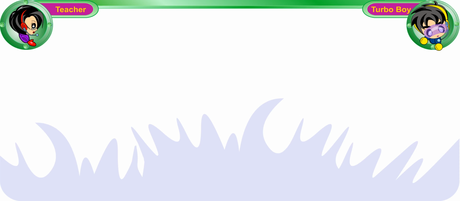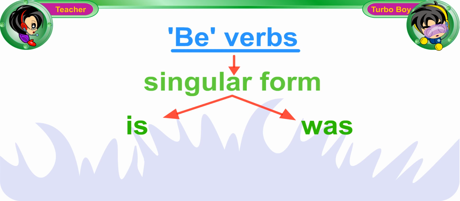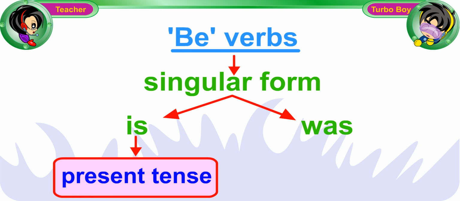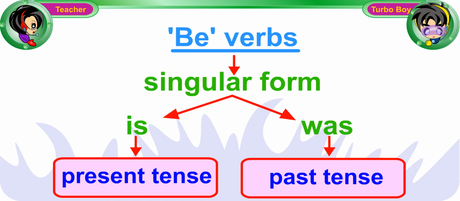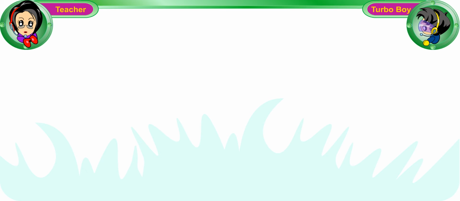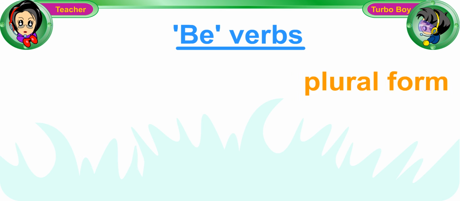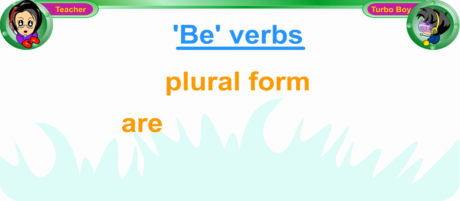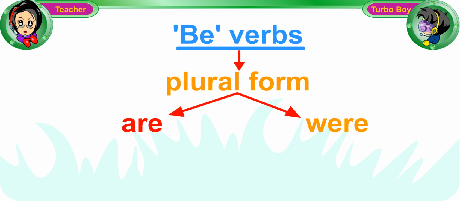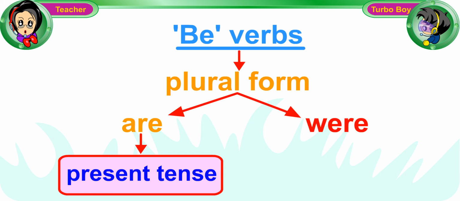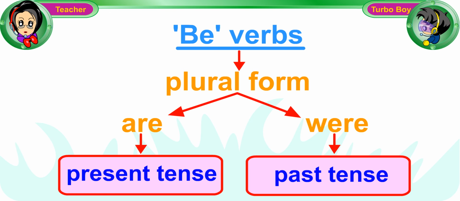I see. So is and was are be verbs in the singular form. We use is to refer to things in the present tense, and we use was to refer to things in the past tense. That's right. Now, let's look at the be verbs in the plural form, are and were. Are is the present tense and were is the past tense be verb.